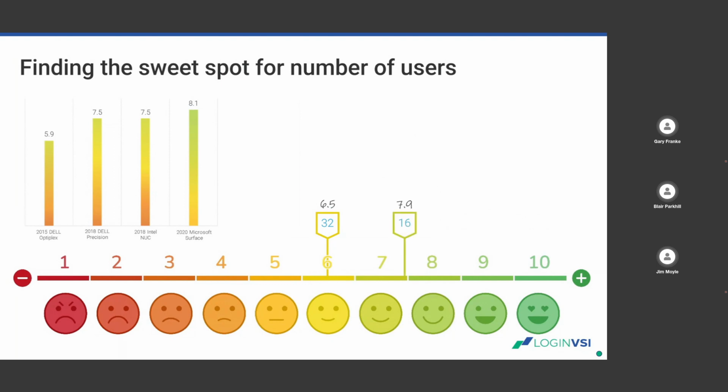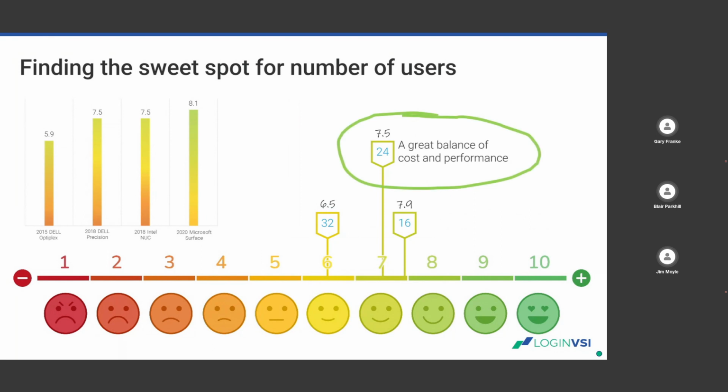16 gave me a phenomenal score of 7.9, which is great. Users getting a responsiveness like that from AVD are going to be extremely happy, but that's only one user per vCPU, so you're not getting the best cost out of that. So I backed it off to about 24. I got another really good score of 7.5, and I'd say, hey, that's a great balance of cost and performance. So really, I've only done a handful of tests, and I've already identified what that great mix is going to look like for me.